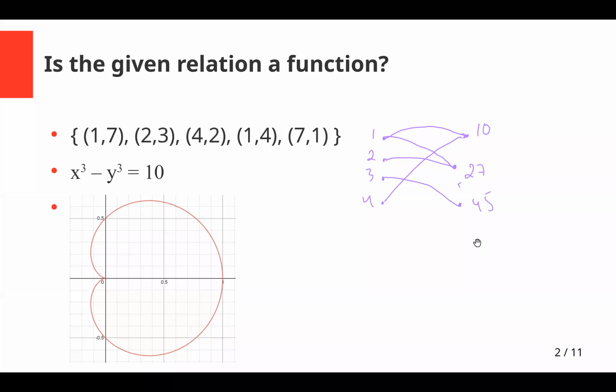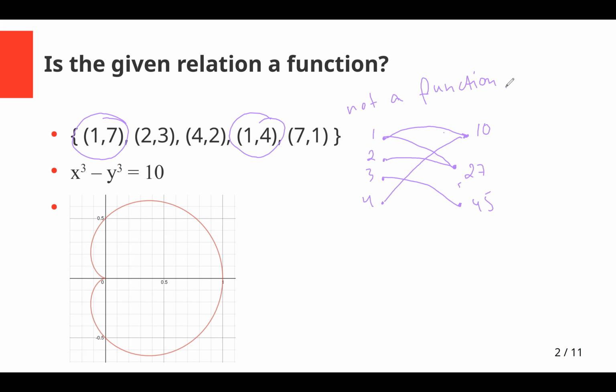The problem is that 1 corresponds to 7 and to 4. Exactly. I absolutely agree with you. Yeah. So this 1 corresponds to 7, and this one is also corresponding to 4. That's bad. So because of this, it is not a function, right? So not a function. Exactly. Okay. Excellent.